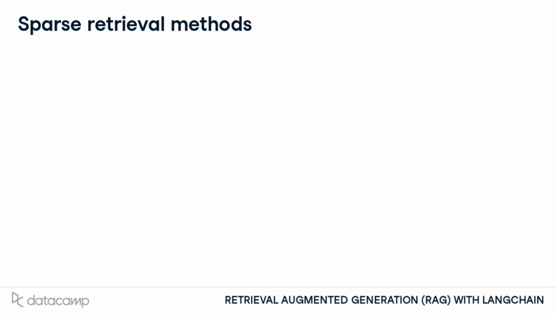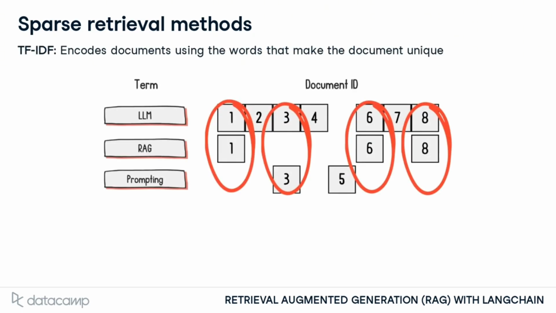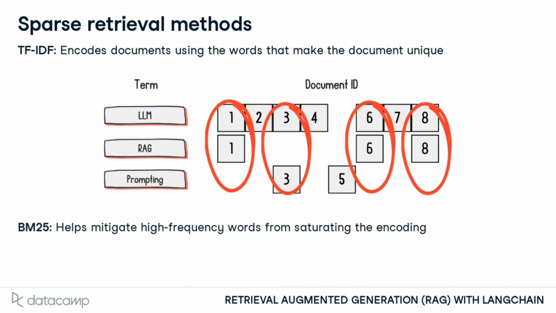TF-IDF and BM25 are the two popular methods for encoding text as sparse vectors. TF-IDF, or term frequency inverse document frequency, creates a sparse vector that measures a term's frequency in a document and rarity in other documents. This helps in identifying words that best represent the document's unique content. BM25, or Best Matching 25, is an improvement on TF-IDF that prevents high-frequency words from being overemphasized in the encoding. Let's try out BM25 for RAG retrieval.